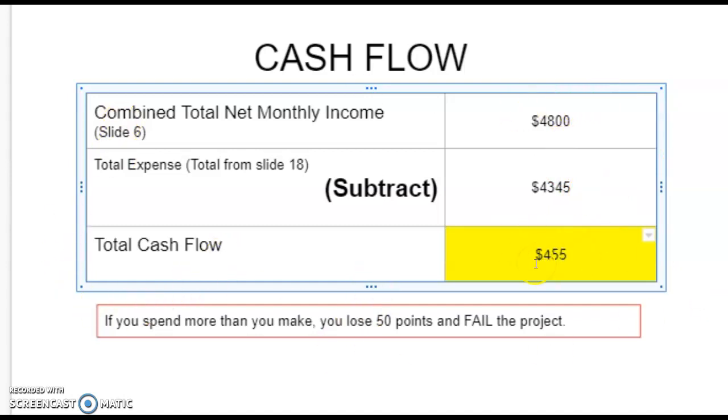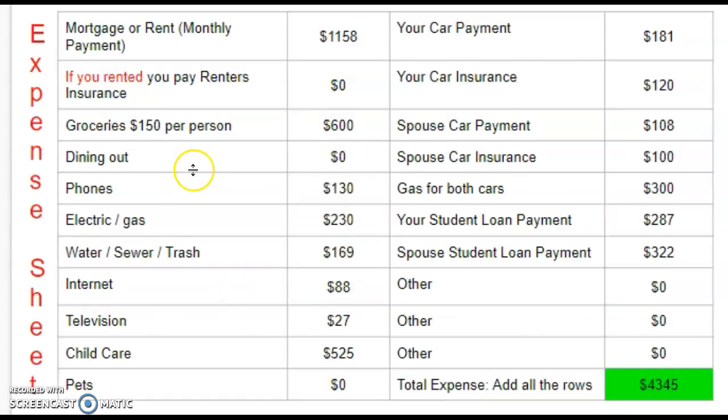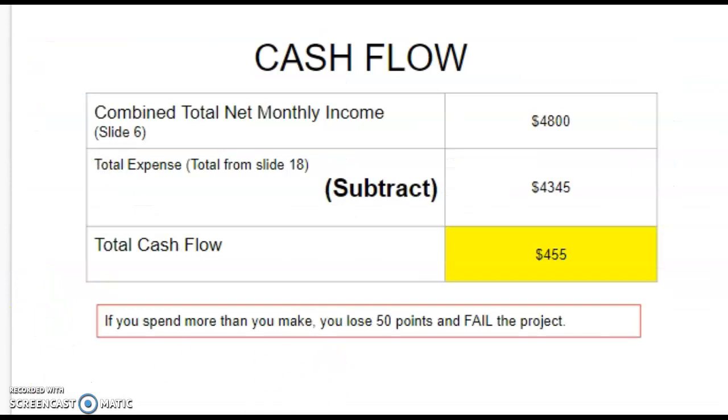So if you spent more than what you make, you might have to go back and buy a different house. You might have to buy a cheaper car. Yeah, I mean, there's only certain things you can get rid of. Maybe you can't have phones. Maybe you don't have any television or any internet. I mean, there's different options you can get rid of to make it so you spend less than you make. So that is slide number 19.